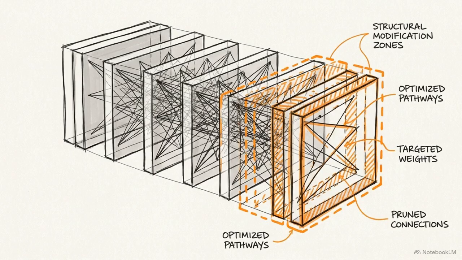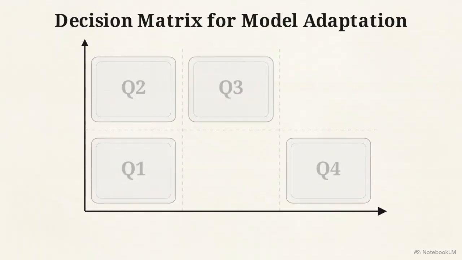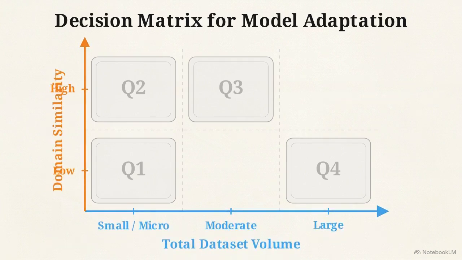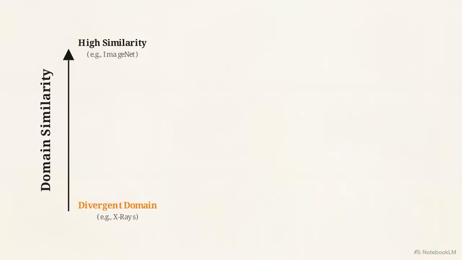Adapting a massive pre-trained model to new data is a highly conditional engineering problem rather than an automatic process. This decision matrix maps the precise conditions for task-specific adaptation. The entire workflow is dictated by two strict constraints: domain similarity and total dataset volume. Successful fine-tuning requires strategic architectural intervention throughout the training loop. We begin the decision matrix analysis by isolating the y-axis variable, domain similarity.